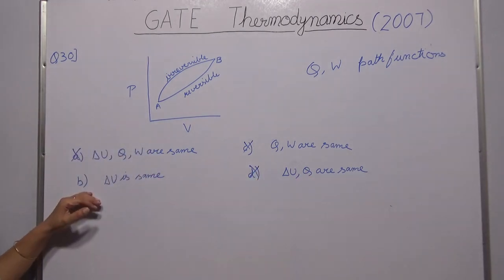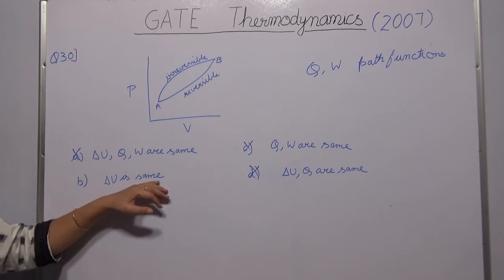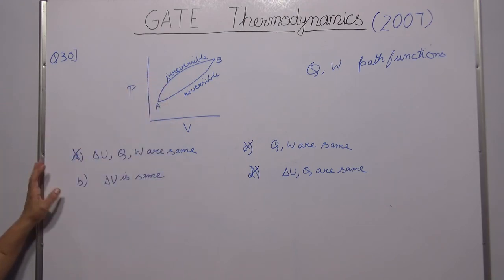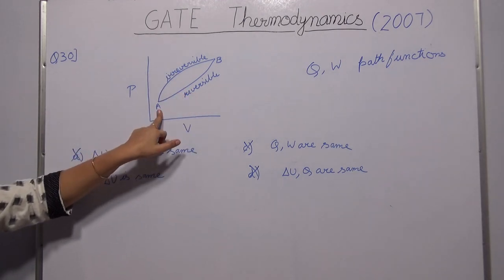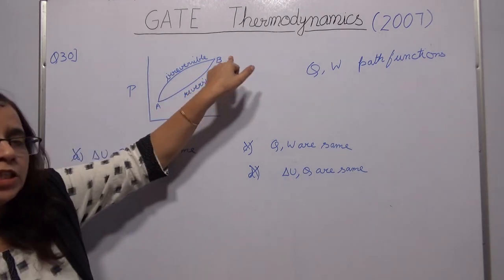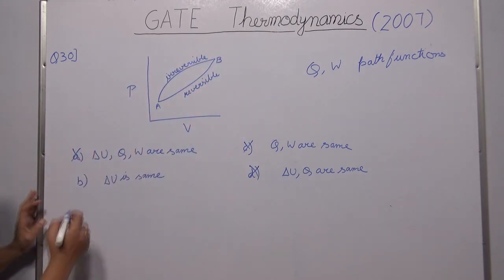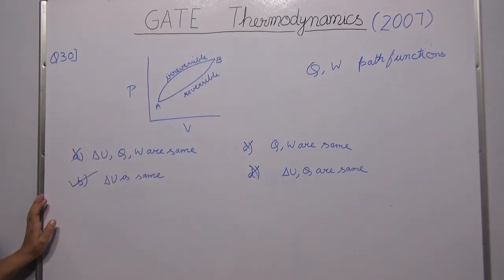In this case, option B is correct, which says that your delta U is the same for both the paths. Whether it is a reversible or an irreversible process, if the system is going from state A to state B, the change in the state functions will remain the same. So your option B is correct.